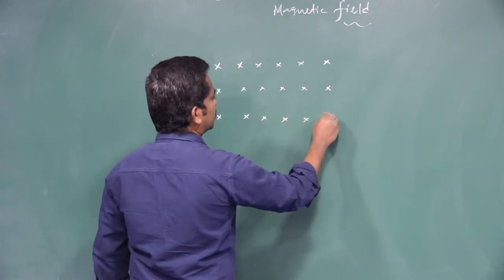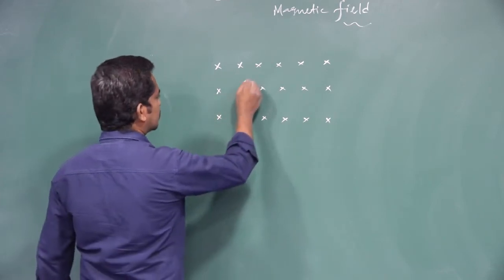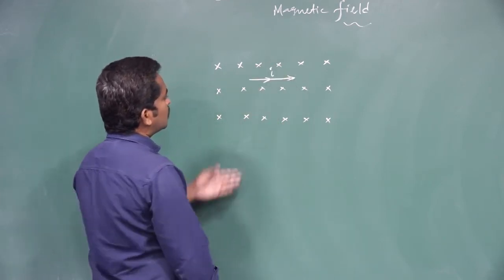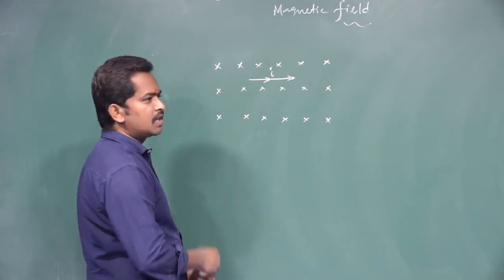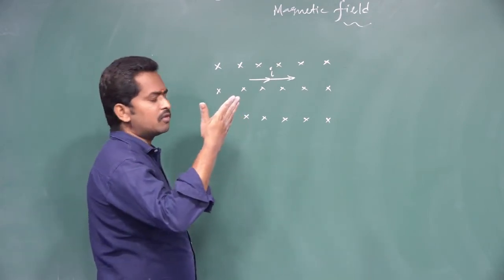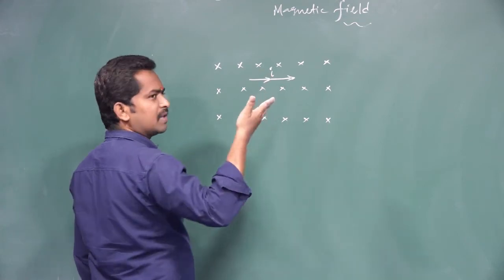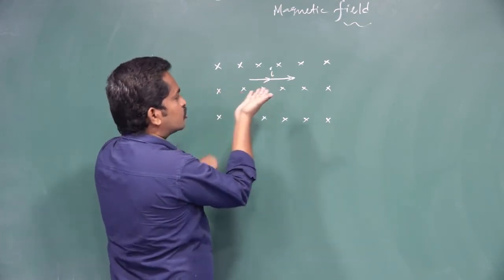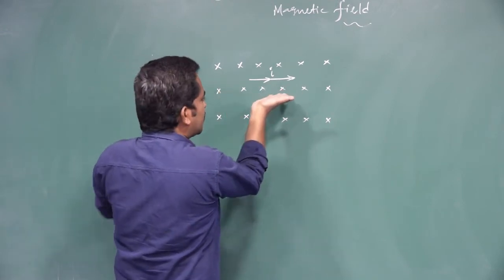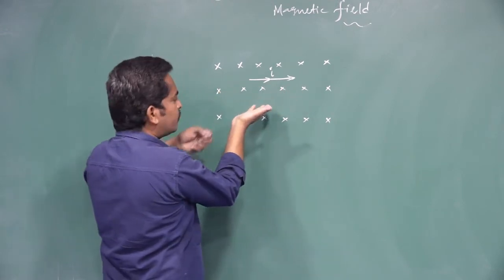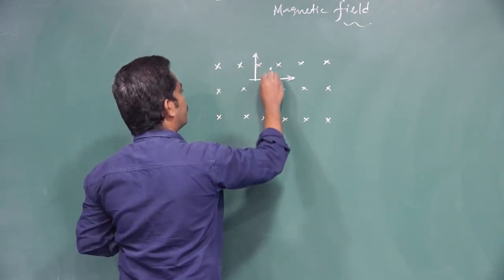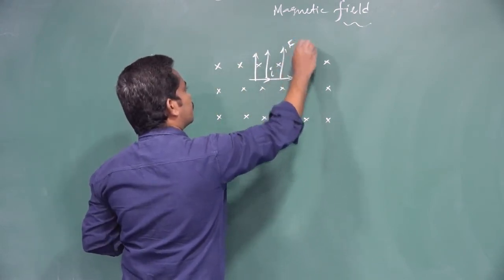To find the direction of force, this is a current carrying conductor I. What is the direction of force? I want to take the palm rule. This is the inward direction. The magnetic field is in the inward direction. The thumb points the direction of current, and the palm is the direction of force. This is the direction of force. The force direction is upward. This is F.